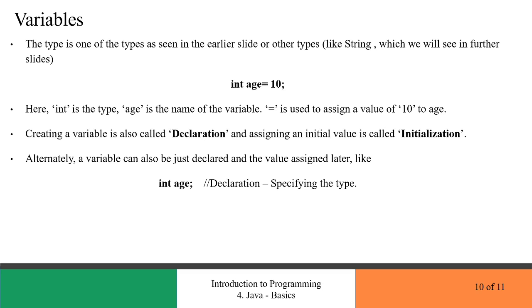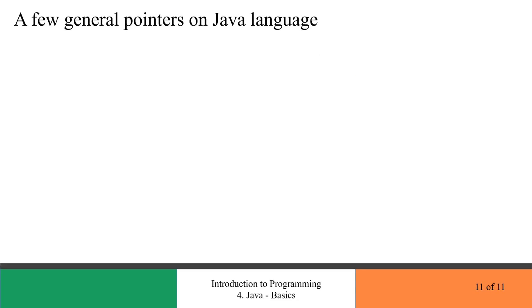Like int age; age is equal to 10. In Java, every statement ends with a semicolon. Thus, the presence of a semicolon indicates that the statement is complete. Here, we have the declaration in one statement and the initialization in the following statement. Thus, we have discussed the usage of variables in Java.